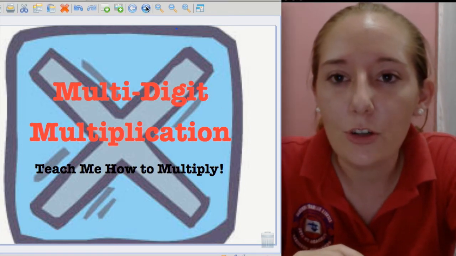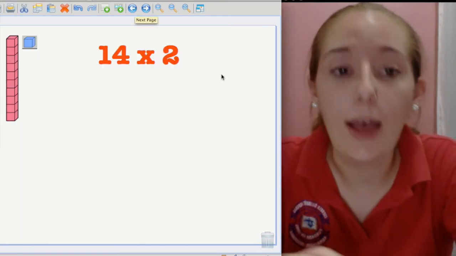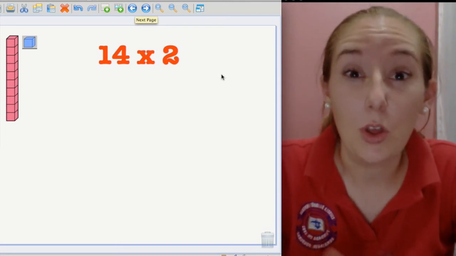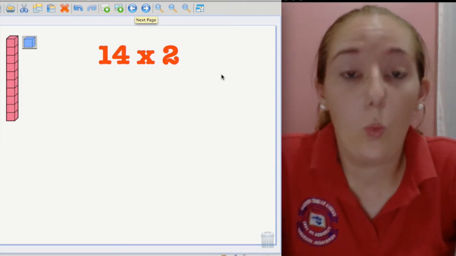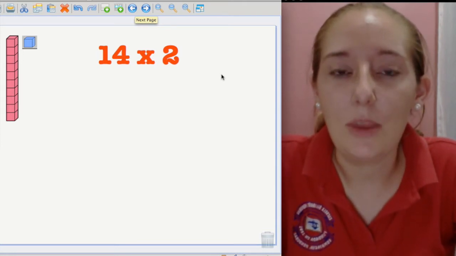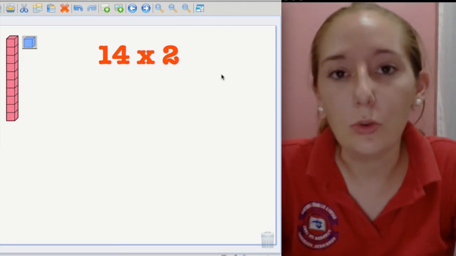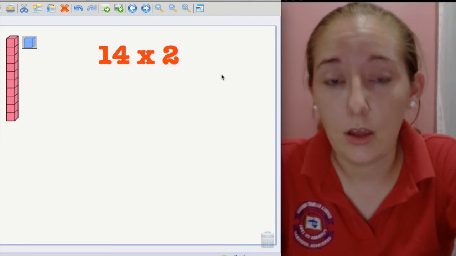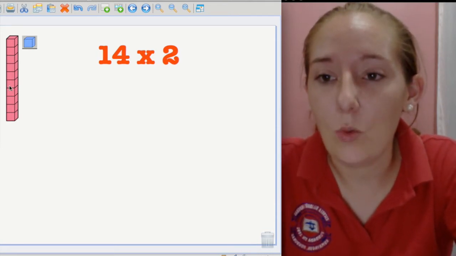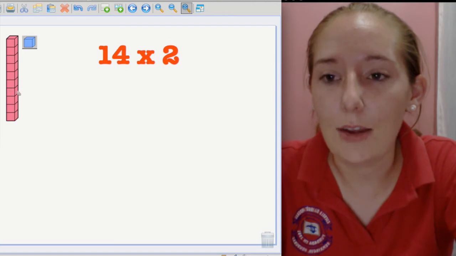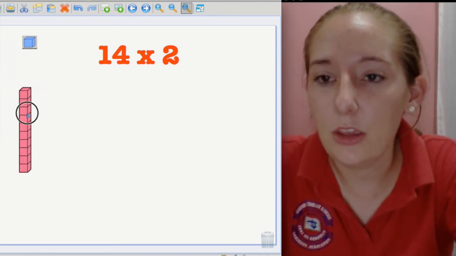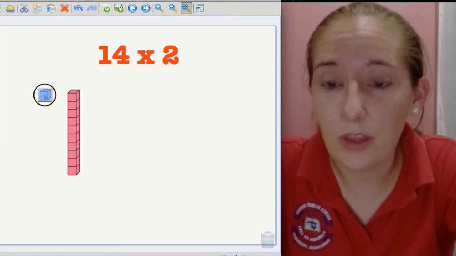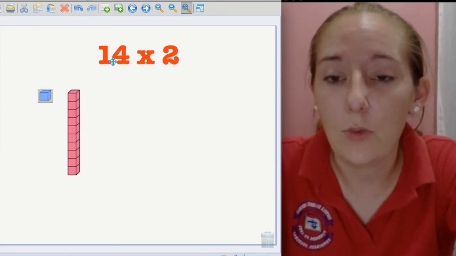All right. First, we're just going to take a look at a problem like this: 14 times 2. Now, we first have to think, what is multiplication? What does that mean if we're multiplying something by 2? What that means is we're going to have two groups of 14. Okay, so I'm going to show that right now with the base 10 cubes. First of all, we've got this pink cube that represents 10, like you all should know, and this blue cube that represents the ones.